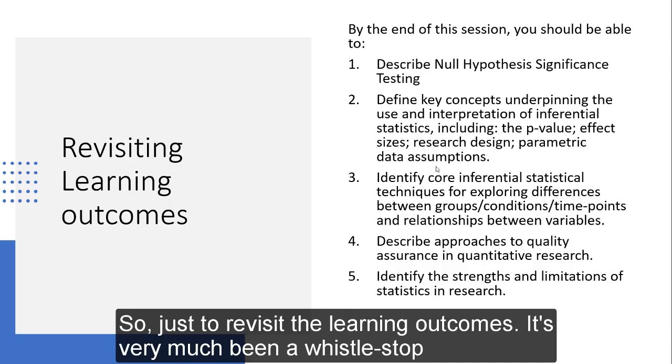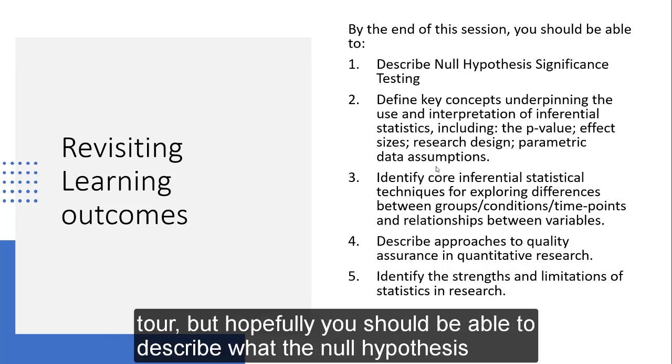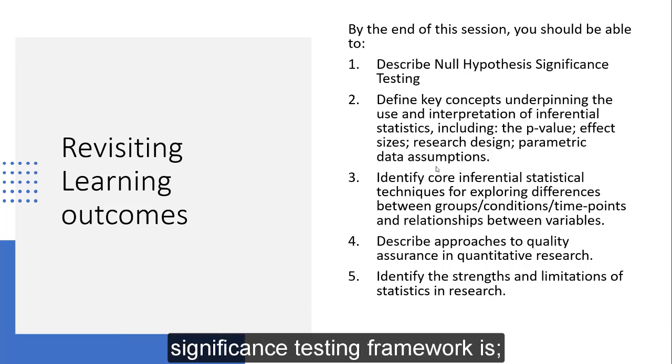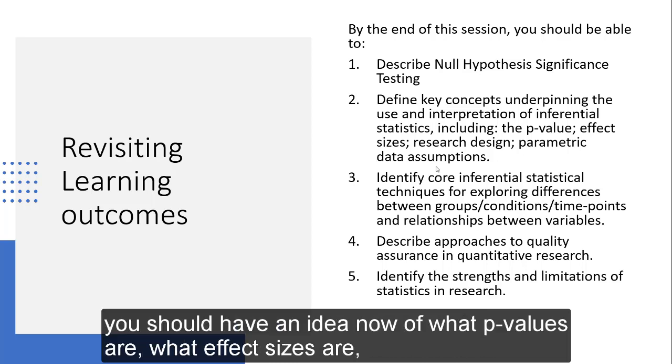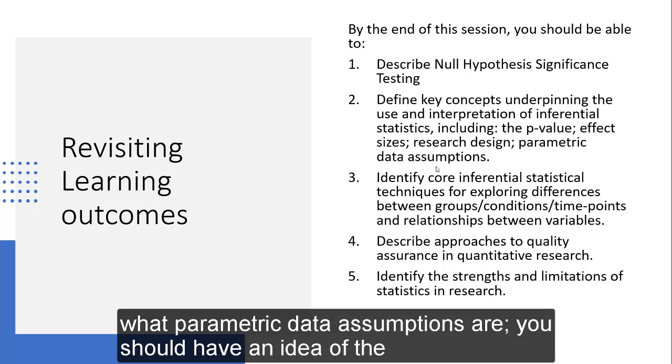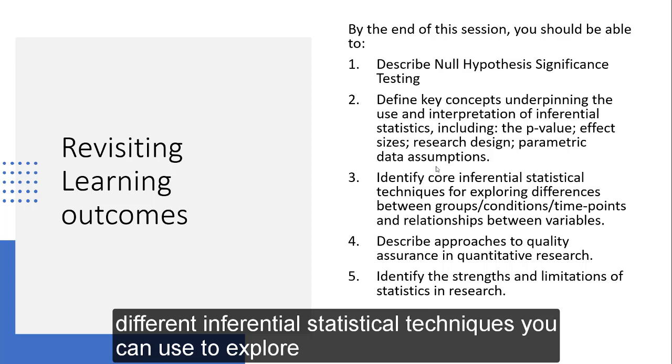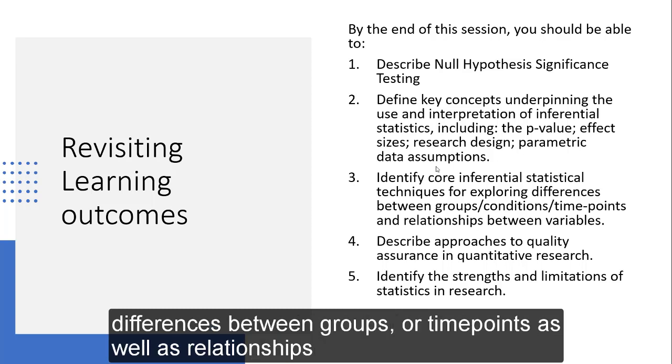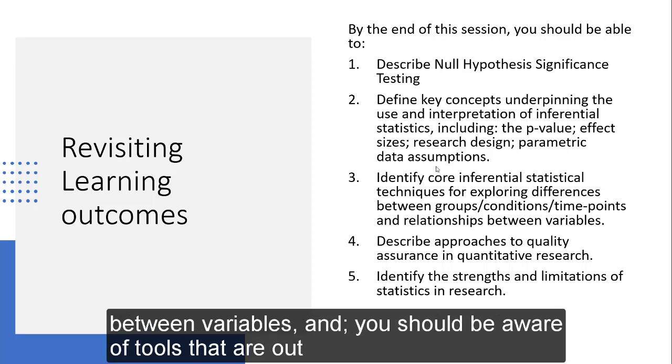So just to revisit the learning outcomes, it's very much been a whistle-stop tour, but hopefully you should be able to describe what the Null Hypothesis Significance Testing framework kind of is. You should have an idea now of what p-values are, what effect sizes are, what research design refers to, and what parametric data assumptions are. You should have an idea of the different inferential statistical techniques you can use to explore differences between groups or time points, as well as relationships between variables.